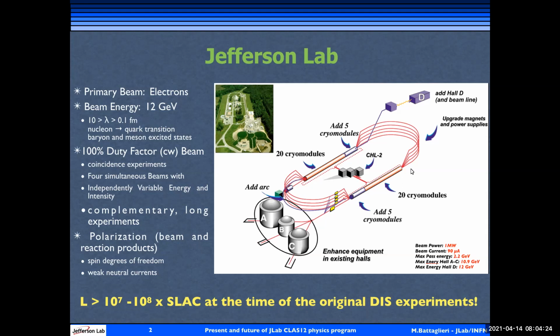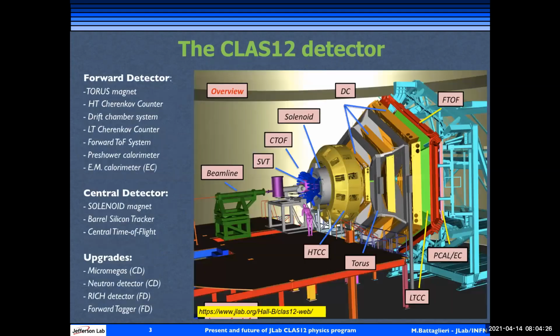And in particular, one of the key tools to run the program is the detector. The detector is the so-called CLAS12, the detector that is replacing the old one, the CLAS, the CEBAF Large Acceptance Spectrometer, now running at 12 GeV.